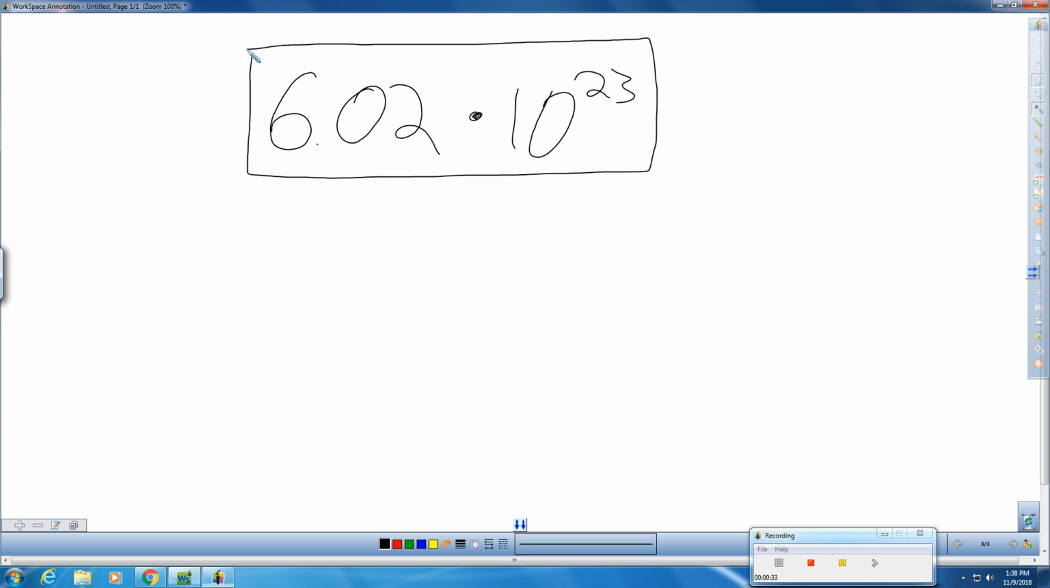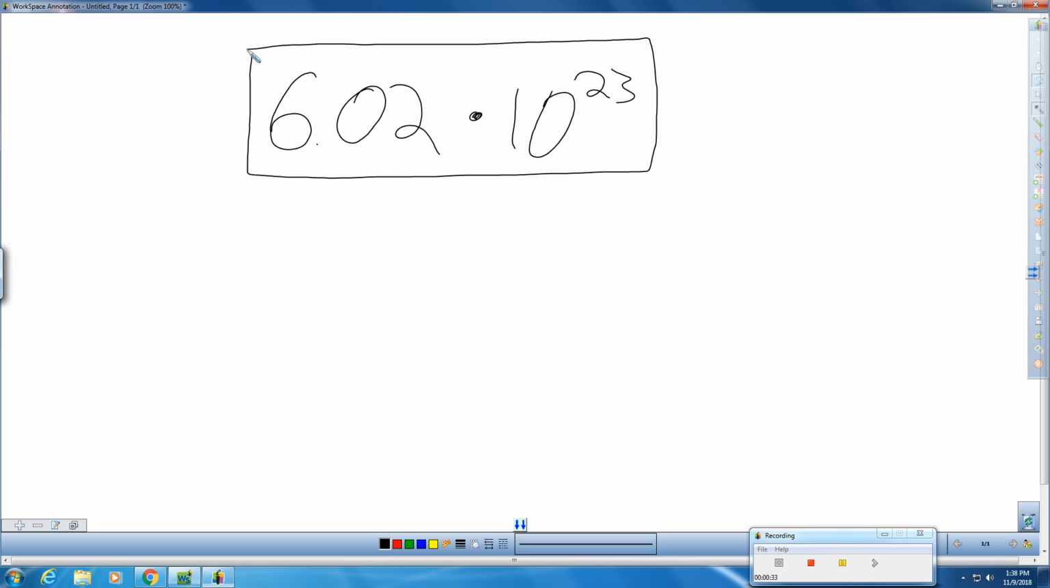So if I have 6.02 times 10 to the 23rd M&Ms, I have a mole of M&Ms. If I have 6.02 times 10 to the 23rd pencils, I have a mole of pencils. If I have 6.02 times 10 to the 23rd students, I'm retiring, because that's too many students. But it would be a mole of students. Okay? So that's all we have to say.